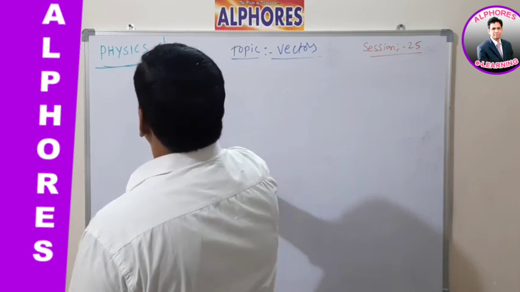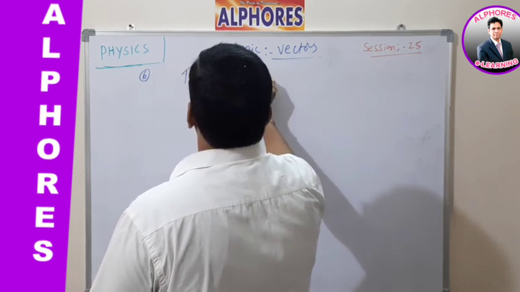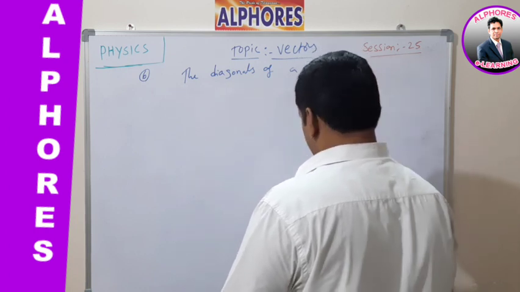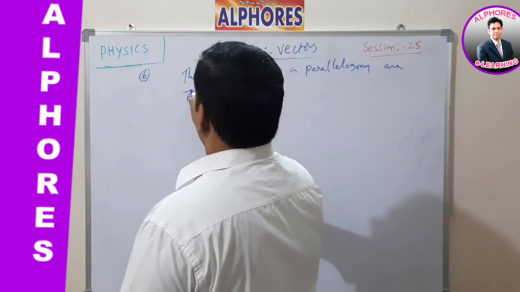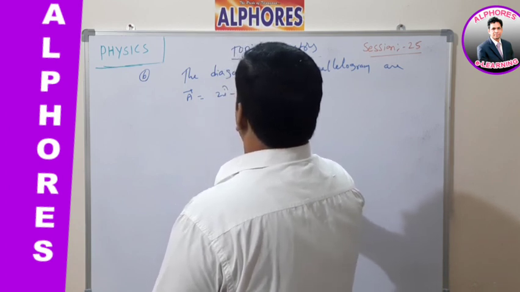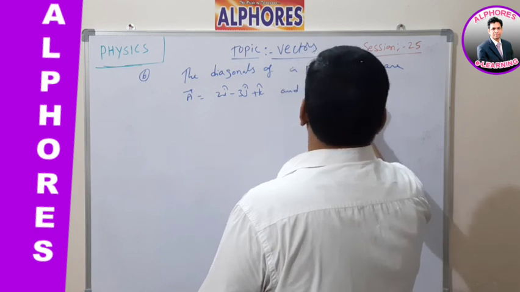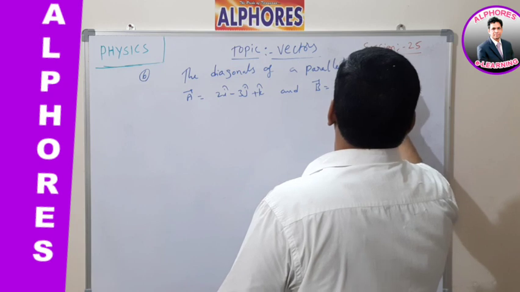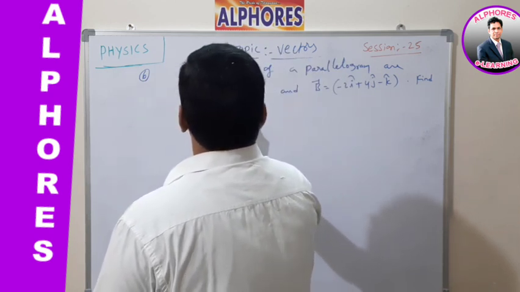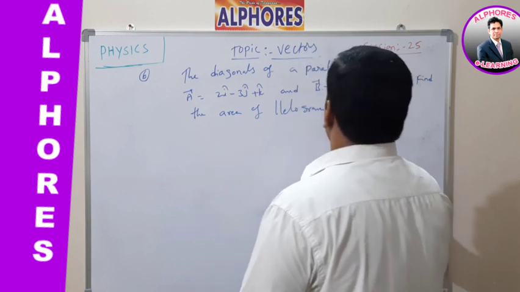Yeah, problem number 6. In this question they are giving the diagonals of a parallelogram: a bar is equal to i cap minus 3j cap plus k cap, and b bar is equal to minus 2i cap plus 4j cap minus k cap. Find the area of the parallelogram.